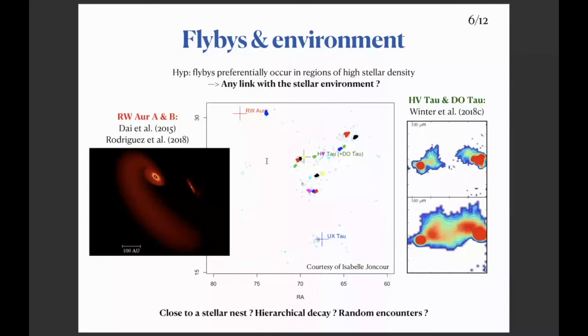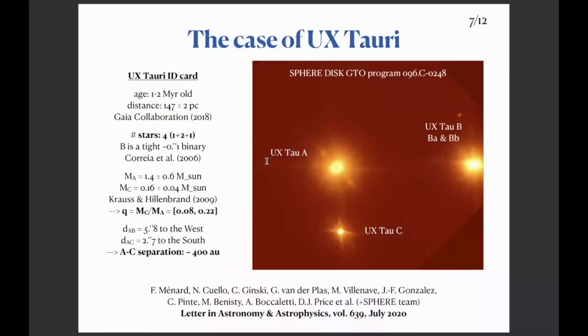And we can try to connect this with the stellar nests that are nearby. This does not really work in this case for RW Aur, perhaps for HV Tau and DO Tau. So we could think about hierarchical decay of multiple systems or even random encounters. But now let's go to UX Tau. This is the system we're interested in.